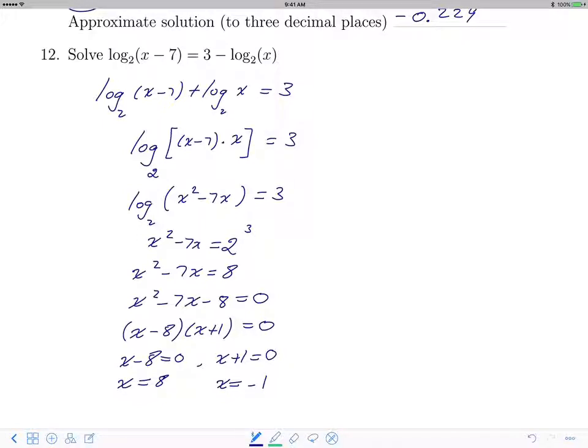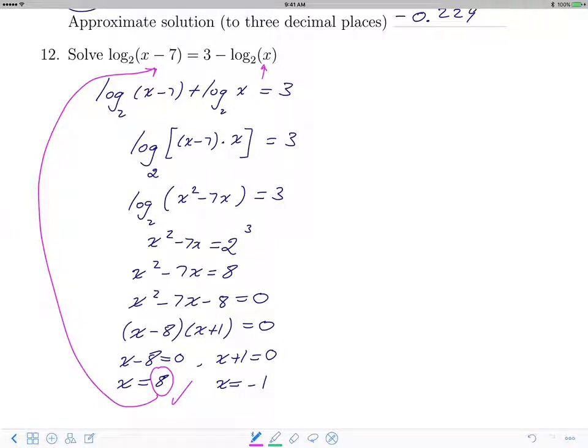Now again, we're going to take these numbers and we're going to plug them in inside the original equation. 8 minus 7 is positive, so it's acceptable. And of course, plugging it in here, 8 is positive, so it's acceptable. This is an acceptable solution.